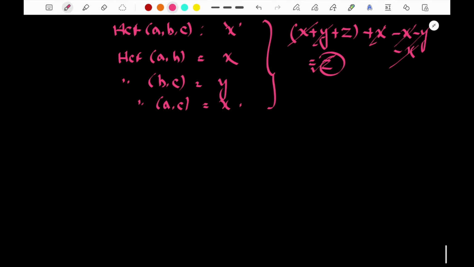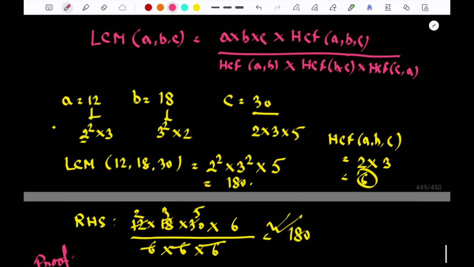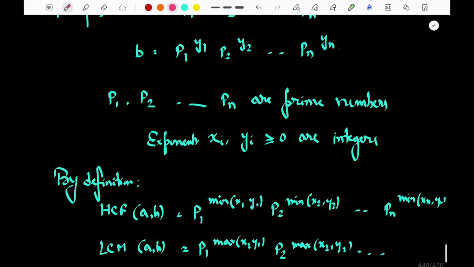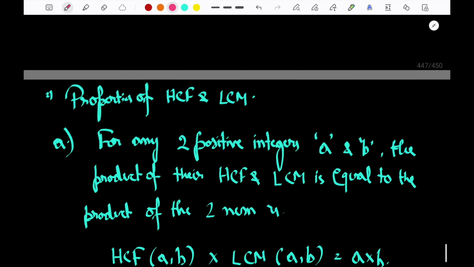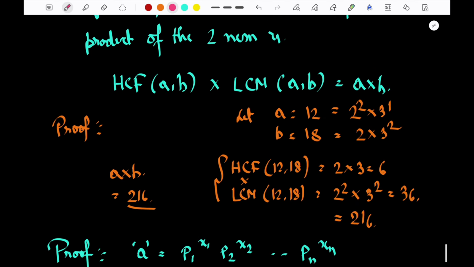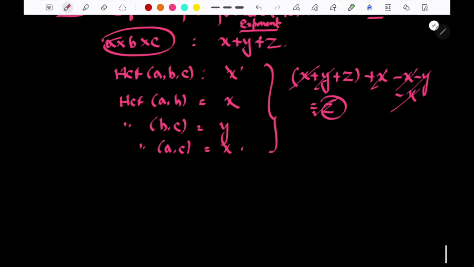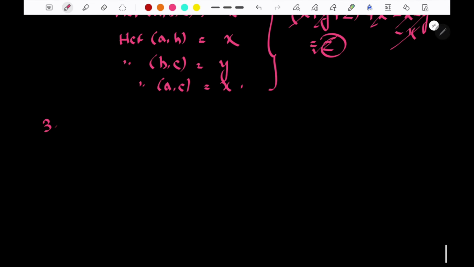So this is done. Next property. How many properties are done? Two of the properties are already done. Let's write this as property 1. Okay, so property 2 is done. Now the next property, let's say 3.